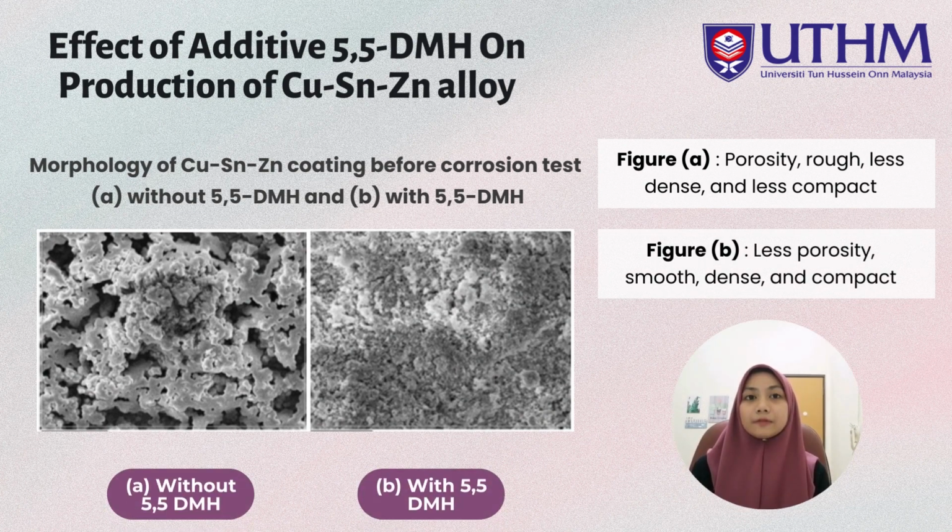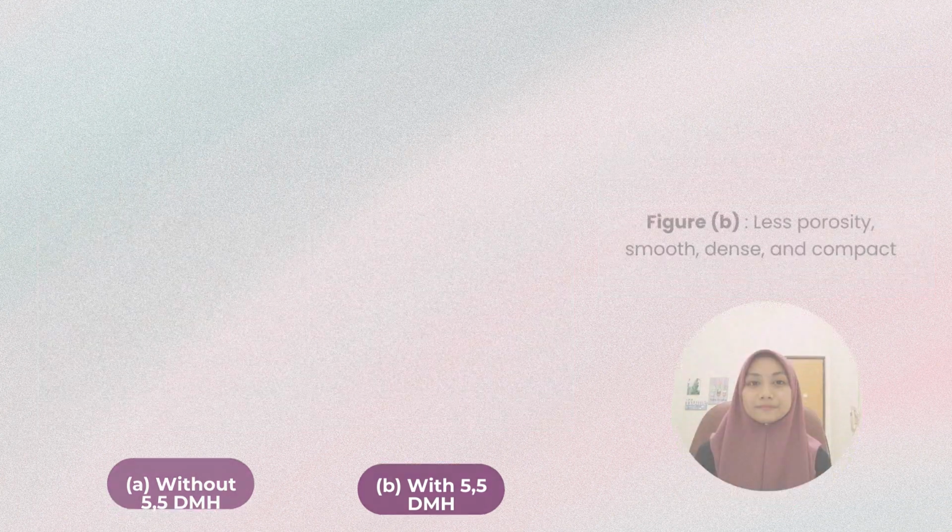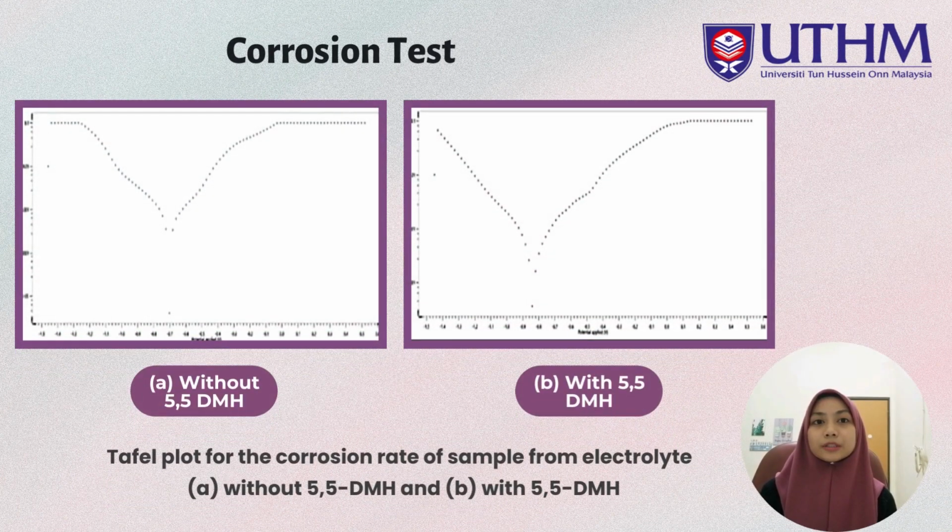Next, we have analyzed the effect of 5,5-dimethylhydantoin on the production of copper tin zinc alloy. In figure A, the morphology shows more porosity, and is rough, less dense, and less compact, while the result in figure B shows less porosity, and a smooth, dense, and compact surface. Therefore, it can be concluded that the presence of additives in electrolytes significantly influences the architecture of copper tin zinc deposited on carbon.